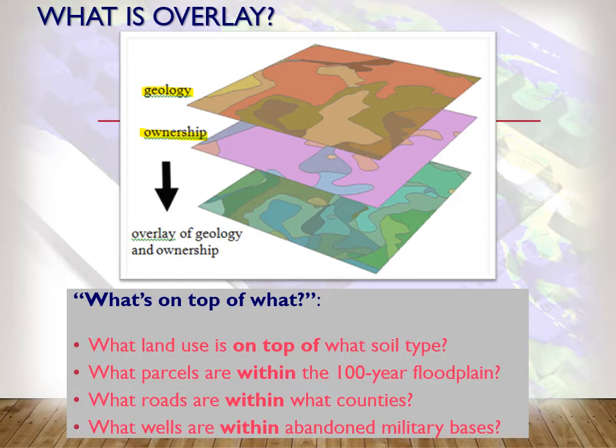We might want to know what land use is on top of each soil type, what roads are within each county. And as you see, instead of dealing with existing length and area data, we get to calculate either automatically with a geodatabase, or we have to do it manually in a shapefile, new lengths and areas due to the kind of geoprocessing that we do.